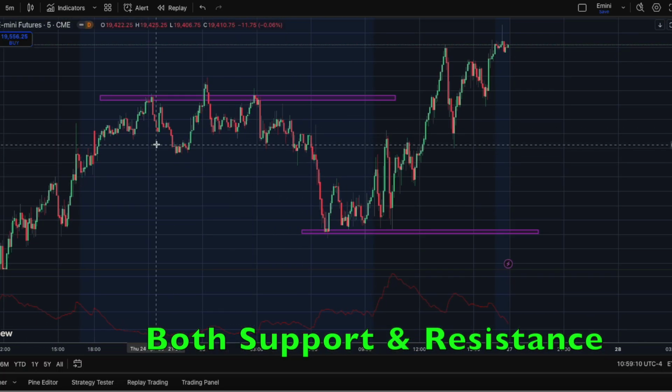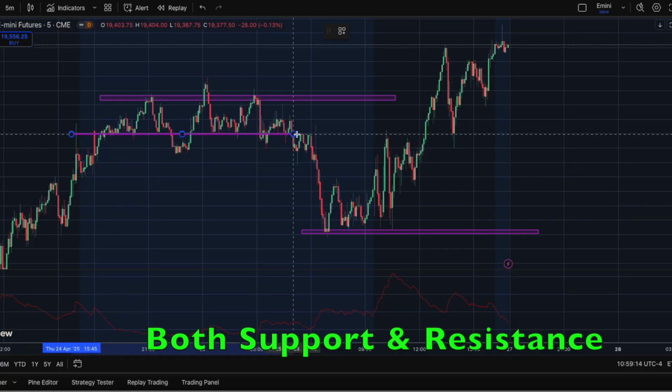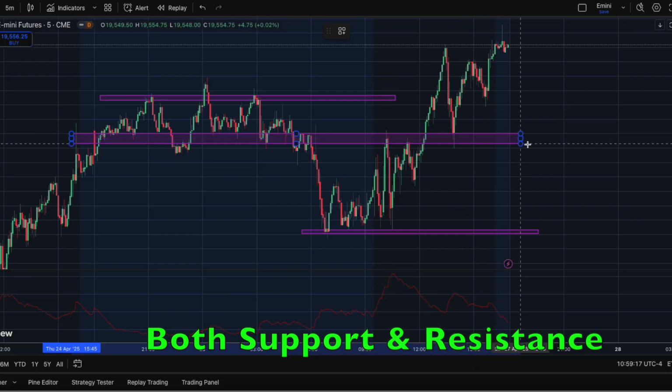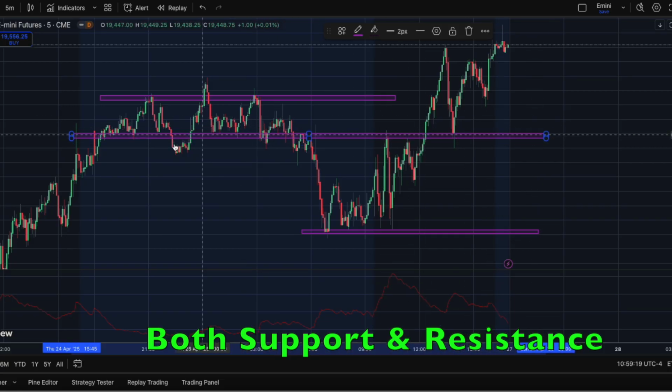Drawing these zones is kind of how you see the market. So everyone sees it a little differently. So someone may draw their resistance or support zone a little different than the way that I may draw it. That's what makes trading so interesting.